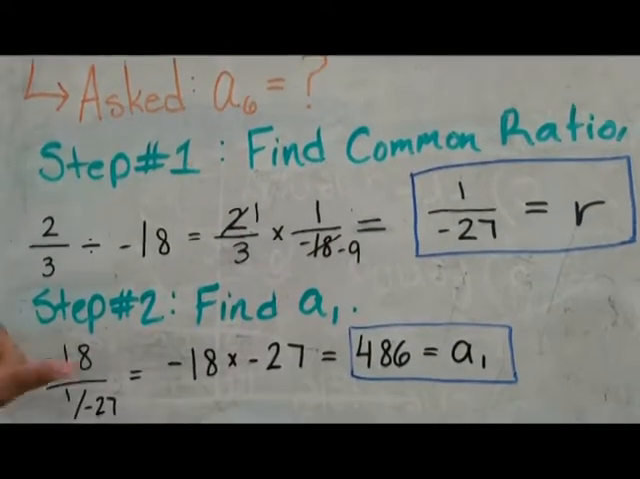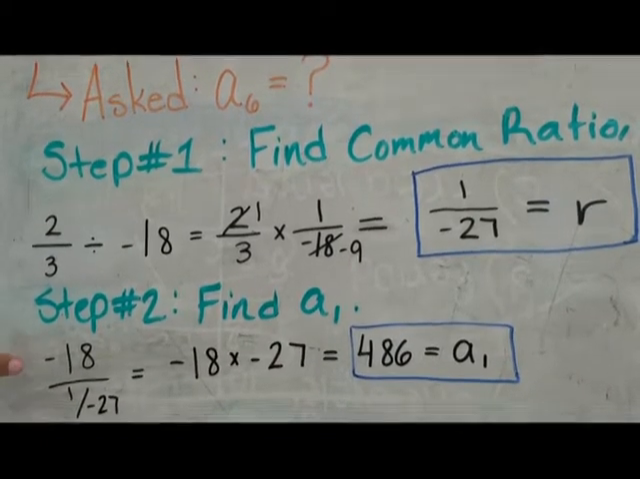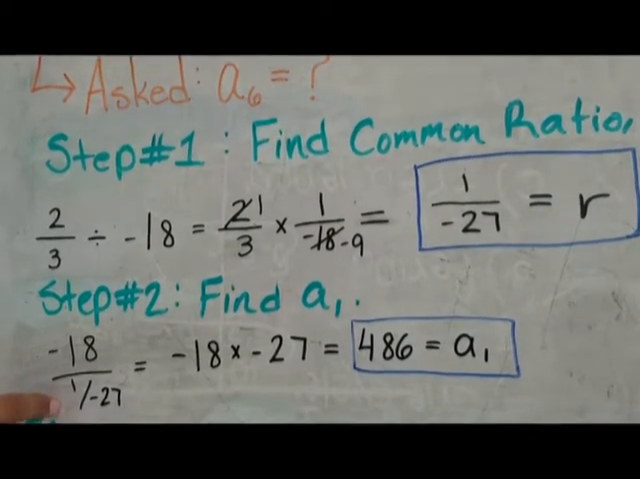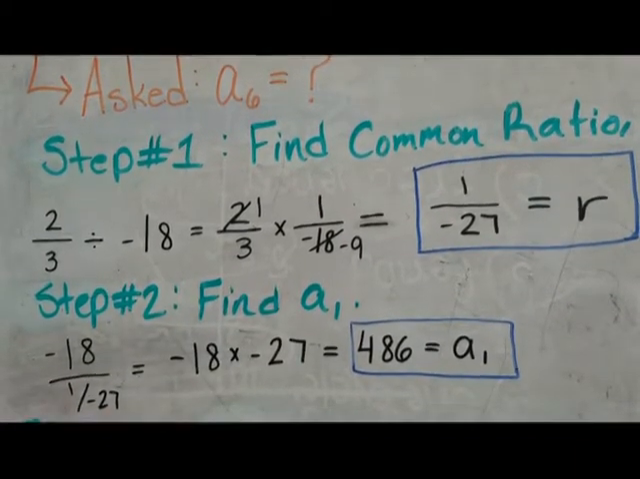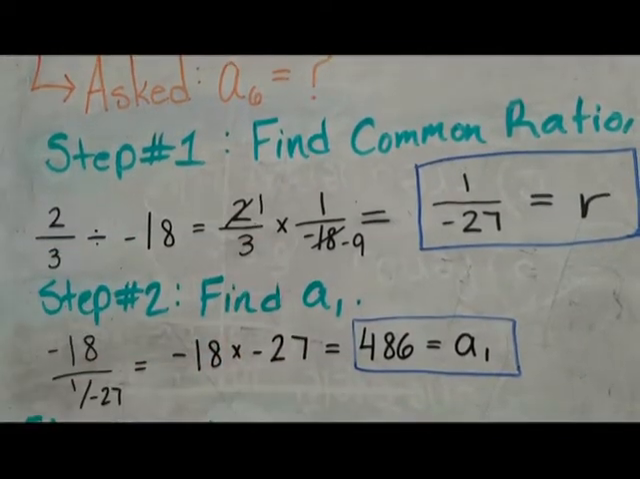Now that we have the common ratio, we go on to step 2, find the first term, and because we have the common ratio, we can now find it. We take the negative 18, which is the second term, and we divide that by our common ratio, 1 over negative 27, to get 486 is our first term.